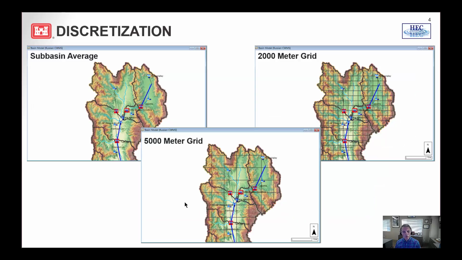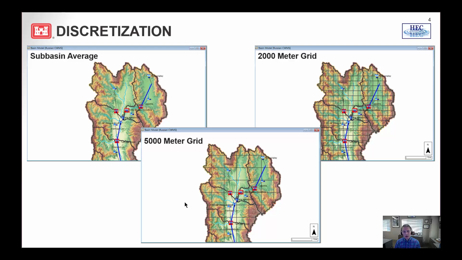All right, the first topic we'll go through is discretization. What I think of when I think of discretization is the smallest element that you have the program compute results for. And in this example, we have the largest type of element, the subbasin level. If you use just subbasin average discretization, you're asking the program to compute subbasin average precipitation, and then you're doing the loss computations, the unit hydrograph, base flow, and all of those computations at the subbasin level.